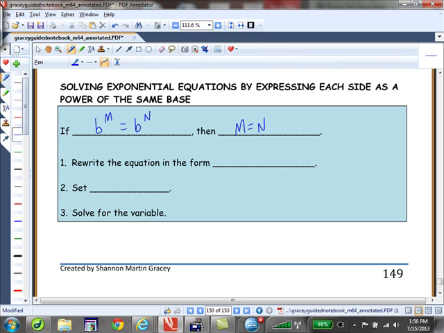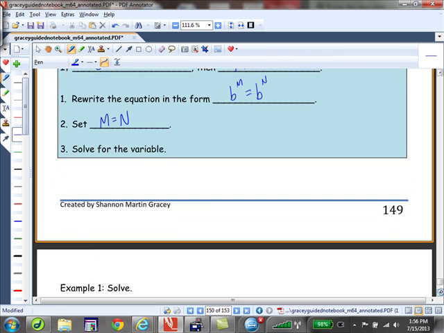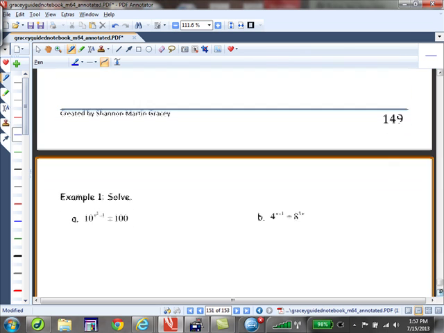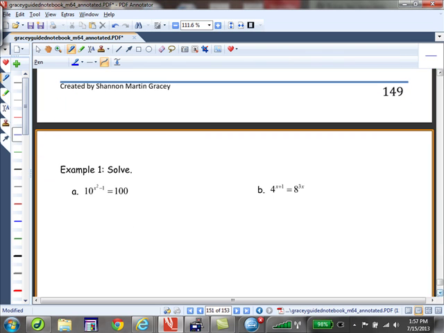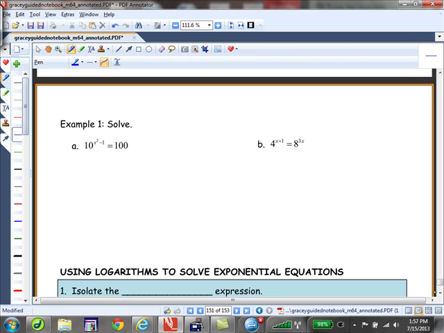So then you rewrite the equation. Sometimes you have to mess around with it a little to get it in that format. So you would rewrite your equation in the form of b to the m equals b to the n. If it's not already in there, you would set m equal to n and then solve for the variable. So let's take a look at this first example. So this is what you look at when you're thinking about these kinds of items.